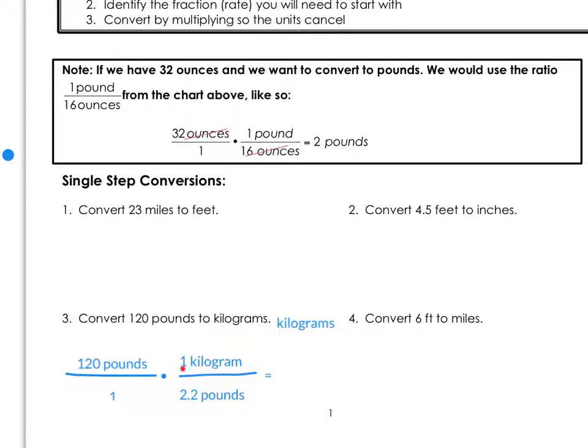And since I needed to get kilograms and I needed to cancel out pounds, that's how I got this 1 over 2.2. If I multiplied 120 times 1, I get 120. And 2.2 in the denominator, then I can divide and I get an icky decimal, which I put back as a fraction to get 600 over 11 kilograms. Okay, now let's look at the next one.